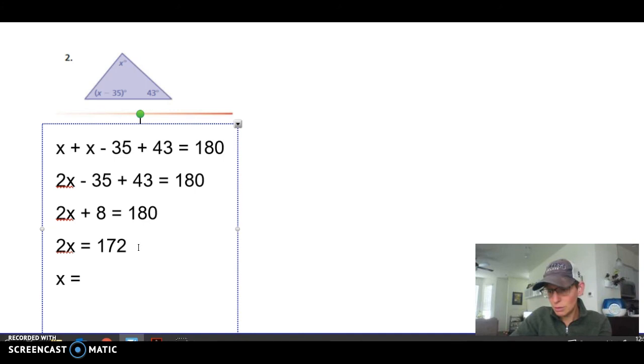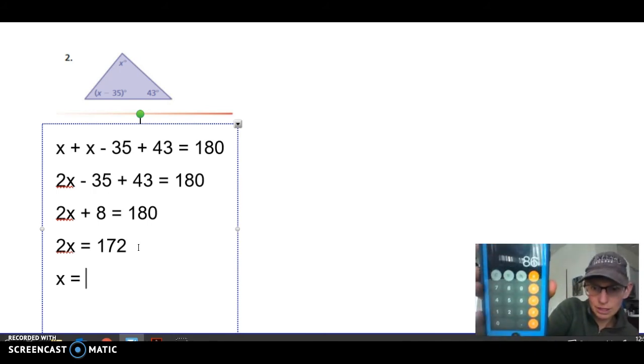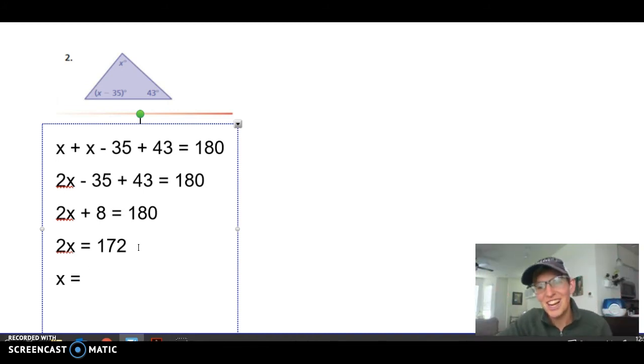172 divided by 2. Again, we can always put this into our calculator, divided by 2. And that will equal, as you can see here, 86. You can always do it in your head as well, or on a piece of paper. So now we have x equals 86.